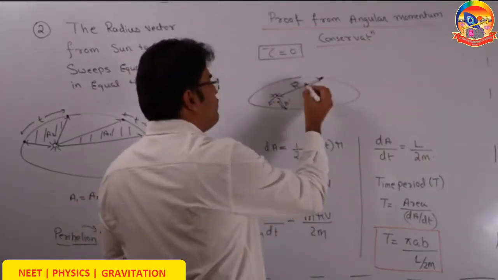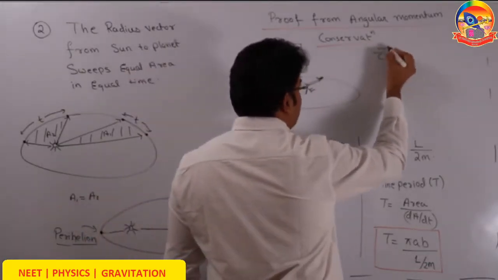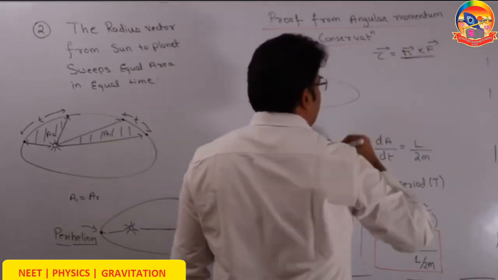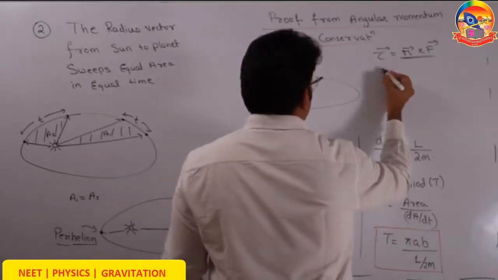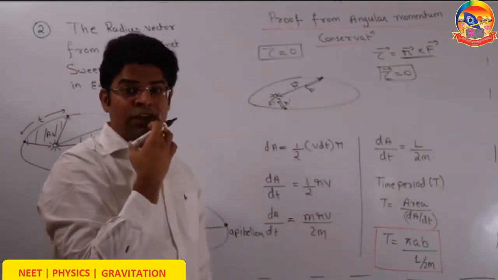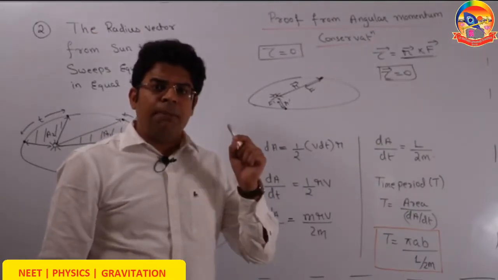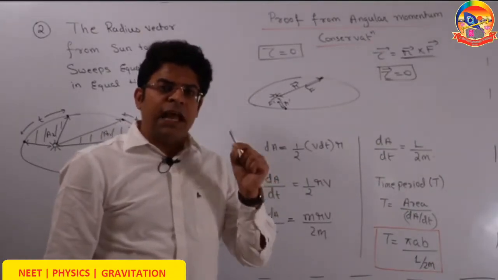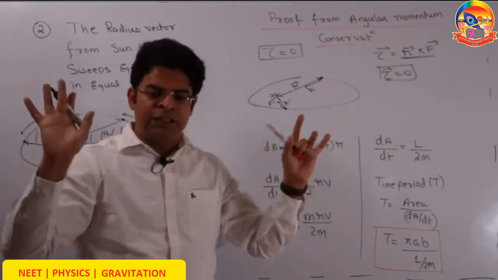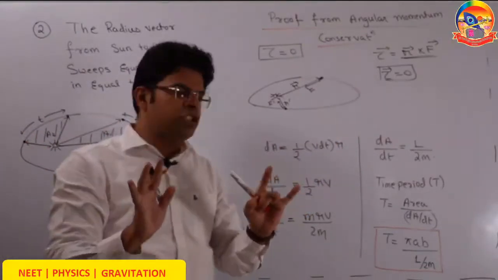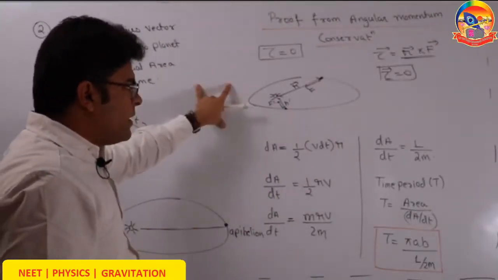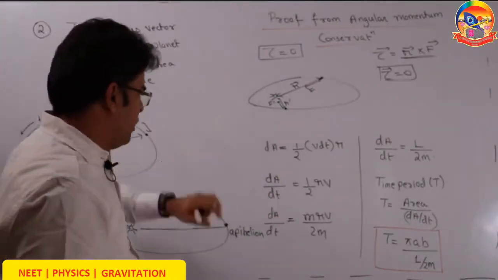Since the two vectors are anti-parallel, and we know that torque equals r cross F, if the two vectors are parallel or anti-parallel, then the torque comes out to be 0. If the torque is 0, then we can do angular momentum conservation. Remember that when the planet revolves around the sun, its angular momentum is conserved about the sun, not about any random point in space. Its angular momentum is conserved about the sun. So we can now prove Kepler's second law using angular momentum conservation.